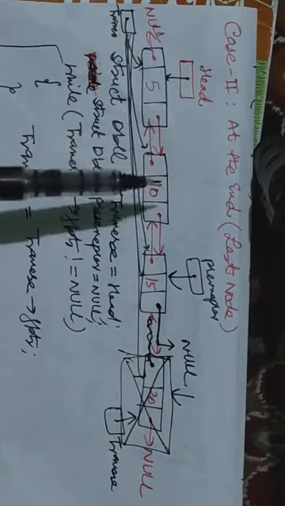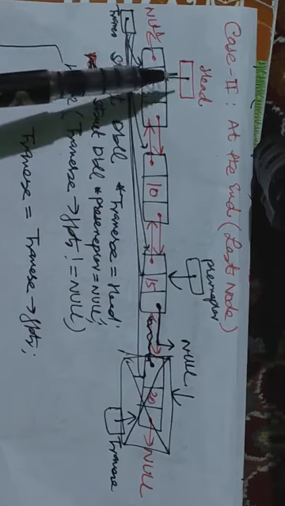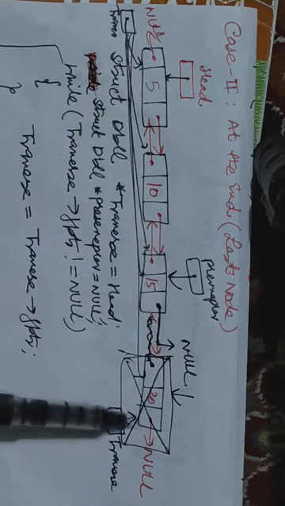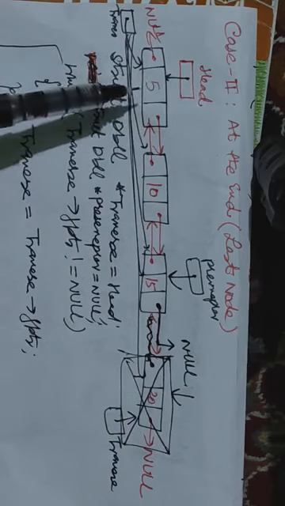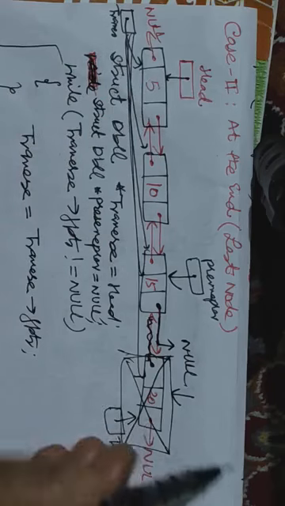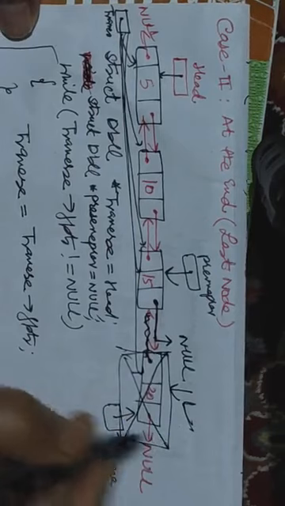Now consider this case second, that is deletion of a node from the end of a doubly linked list, that is the last node. So imagine this is the doubly linked list, right? The head points to the first node and we have to delete this node, right? We have to delete this node because this is the last node of the doubly linked list.